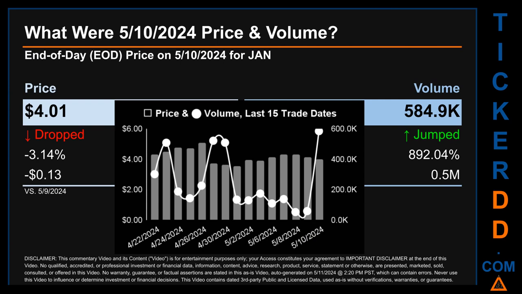The graph shows price and volume for the last 15 trade dates. Across a range of $1.55, the maximum and minimum end-of-day price were respectively 5.1 and 3.55. Volume saw a range of 532.1 thousand, from a day low of 52.8 thousand to a day high of 584.9 thousand.